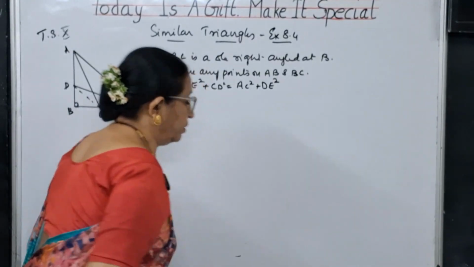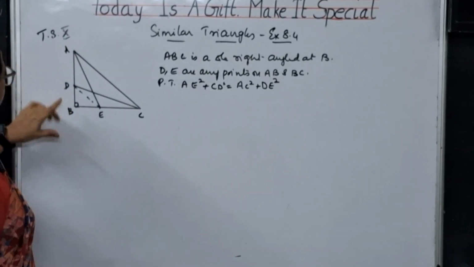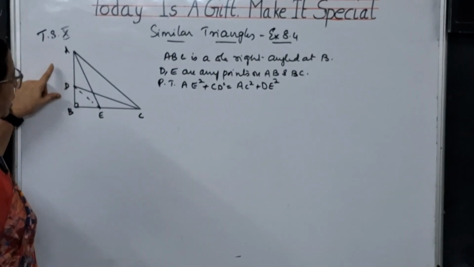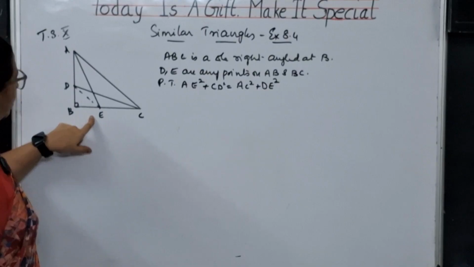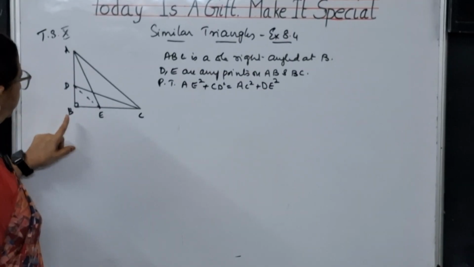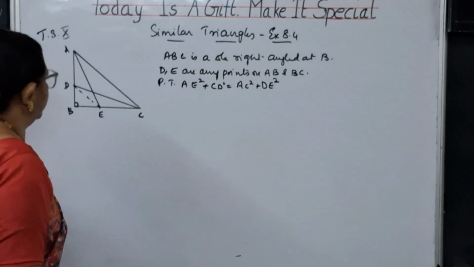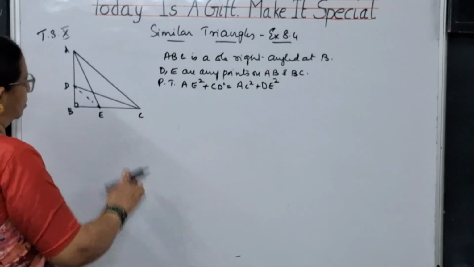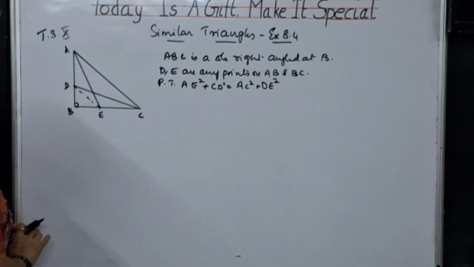Now this is second problem, children. ABC is a right angled triangle, right angled at B. D and E are any points on AB and BC. You have to prove that AE square plus CD square is equal to AC square plus DE square. AC square plus DE square you need to prove.